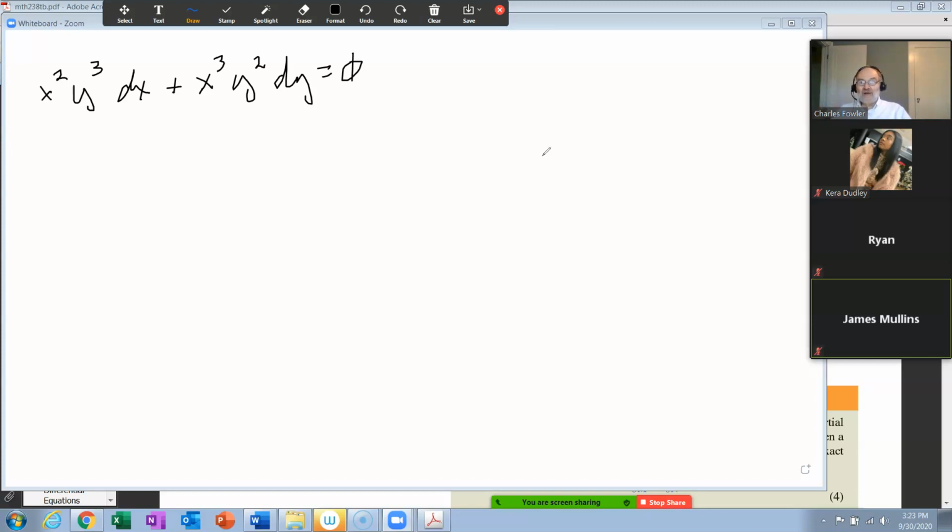Okay. But we can almost look at this. This is on page 80 or 65, just below the definition for an exact equation, Definition 2.4.1. Now, we can almost look at this and say, what if our function was something like x cubed y cubed? What if this was our function? f of x y was equal to that.